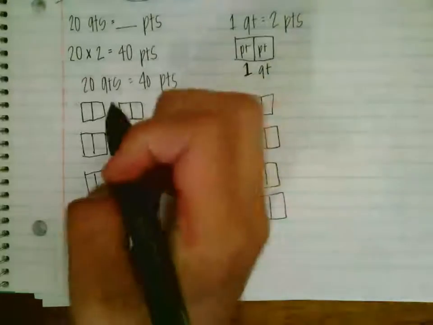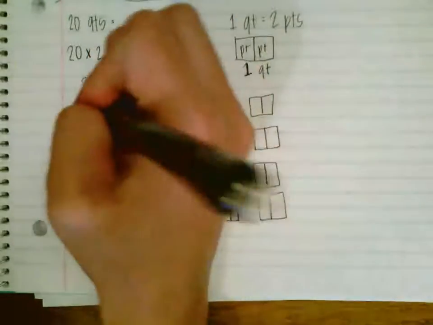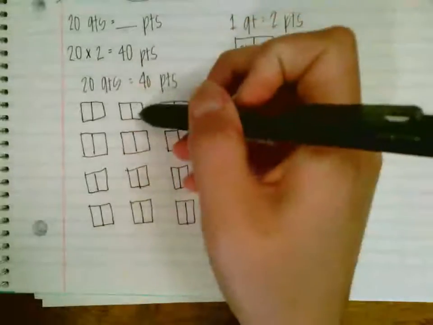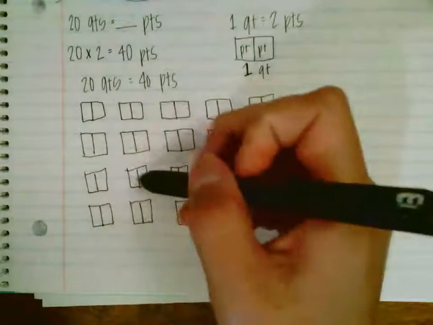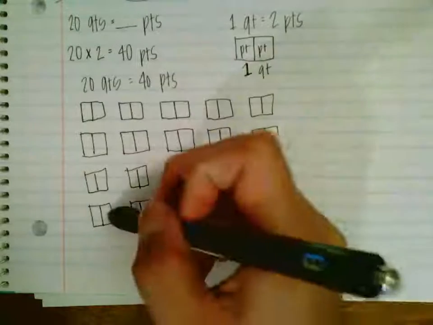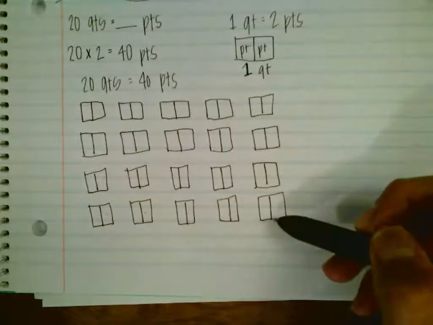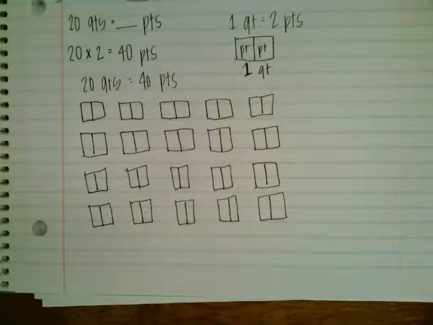But remember, each one of these is a quart. So I've got 1, 2, 3, 4, 5, 6, 7, 8, 9, 10, 11, 12, 13, 14, 15, 16, 17, 18, 19, 20 quarts. So 20 quarts, 40 pints.